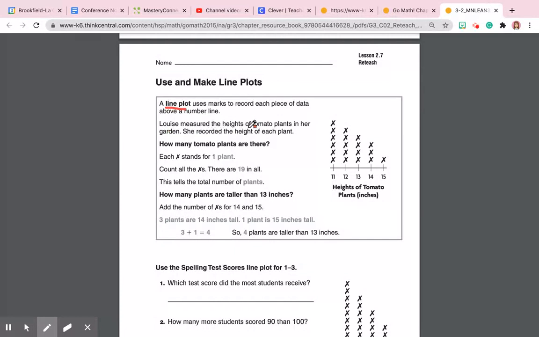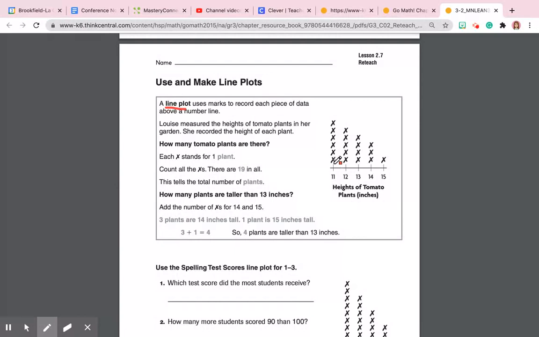Louie measured the heights of tomato plants in her garden. She recorded the height of each plant. The first question it wants us to see is how many plants are there? Each X on this chart stands for one plant. So it wants us to count all the X's to find out how many tomato plants there are.